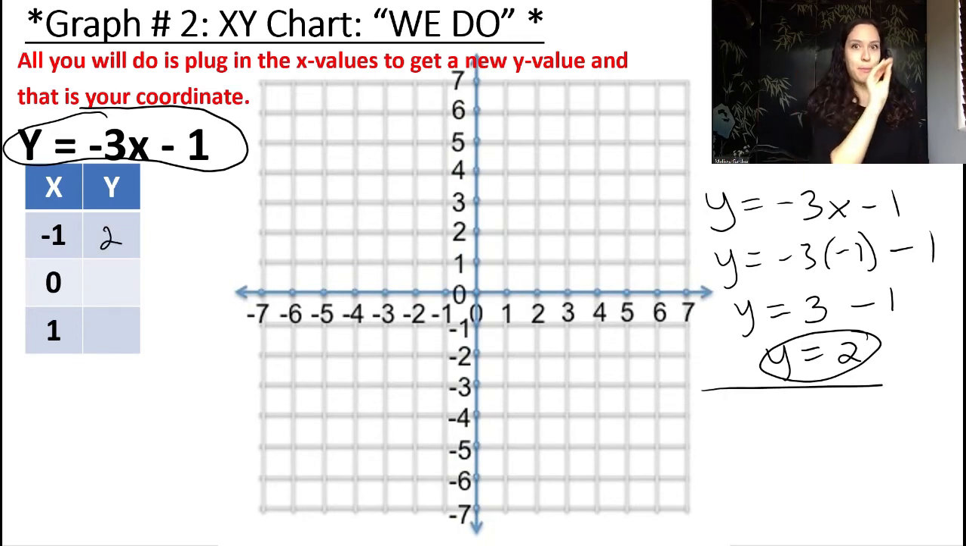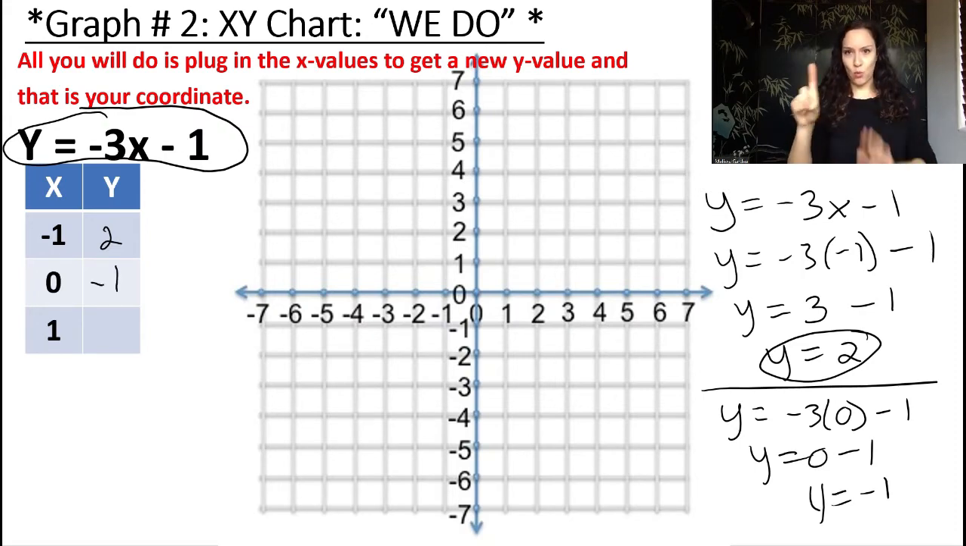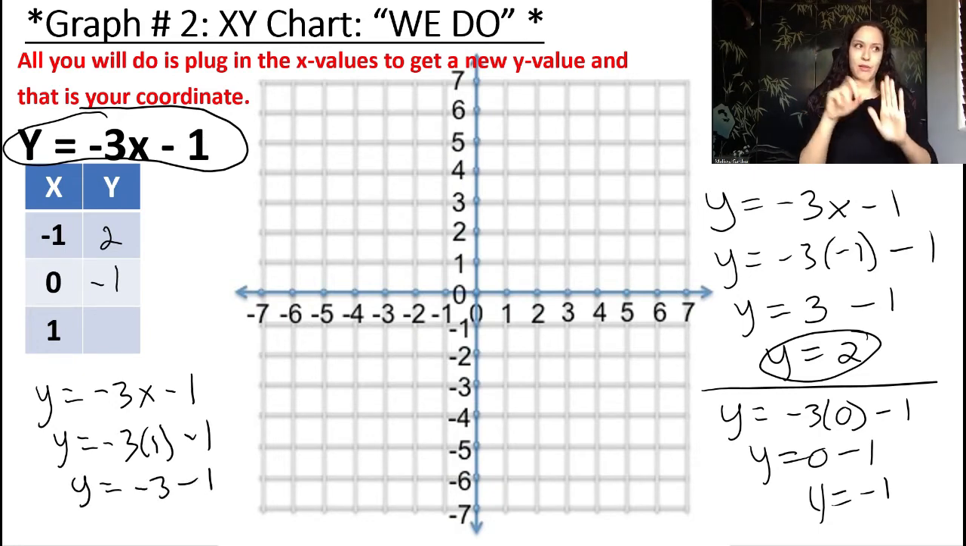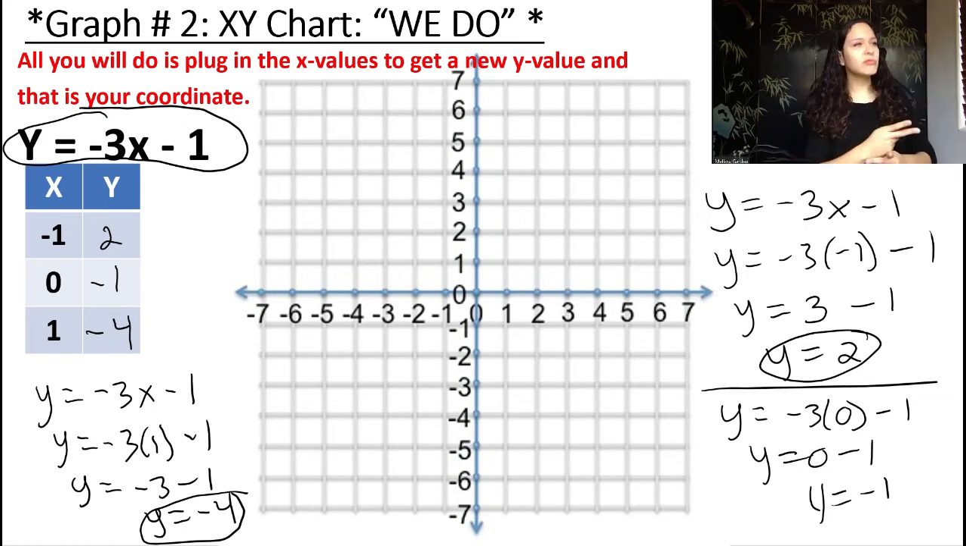Let's try the next one. Y equals -3 times 0 minus 1. Y equals 0 minus 1. Y equals -1. Next one. Y equals -3x minus 1, y equals -3 times 1 minus 1. Y equals -3 minus 1, so y equals -4. Let me just check my work. Positive 3, there we go.